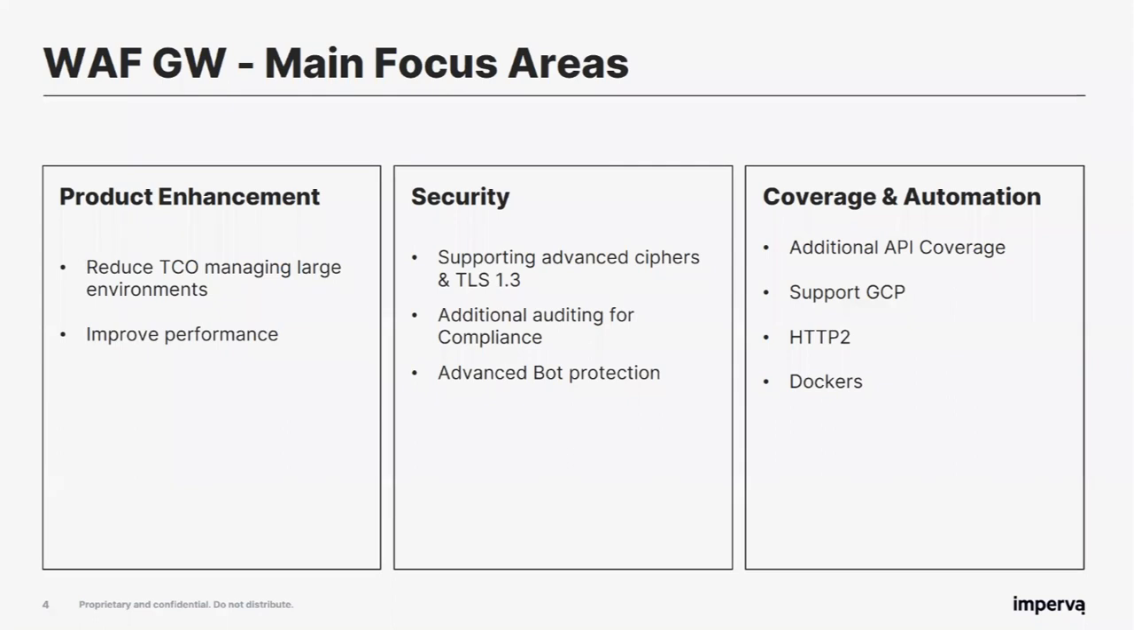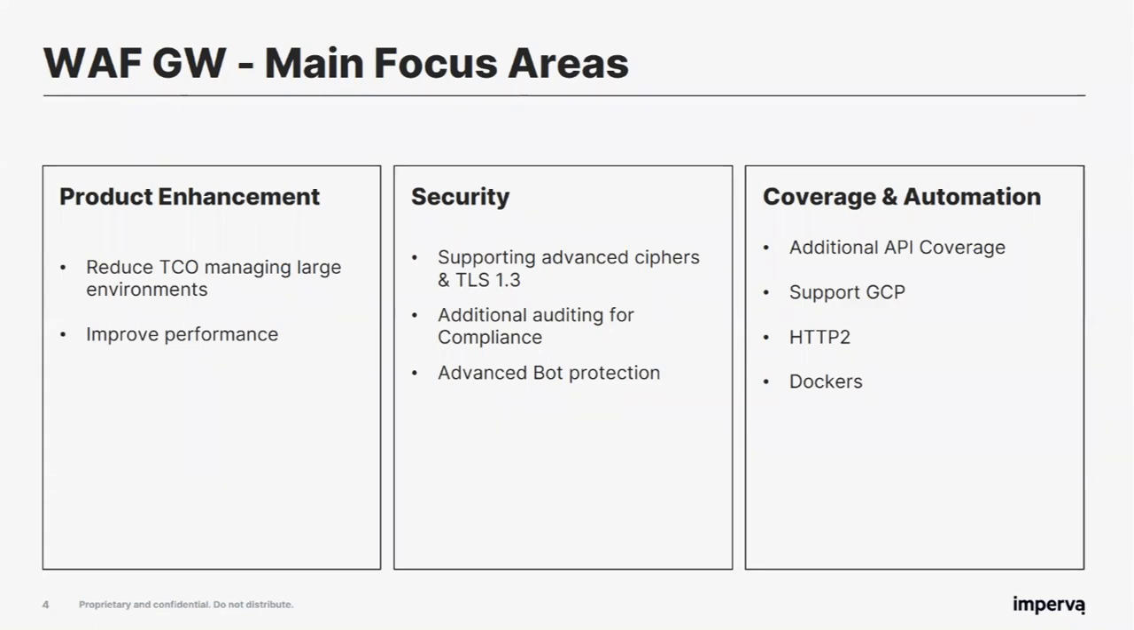Before we get started and go over the list of features, I wanted to share with you some insights about what we focus on when we build our roadmap. First are, of course, the product enhancements. These are enhancements that are important for us to put into the product, based on what we hear from you, our customers. Today, you'll see that we're focusing on reducing the total cost of ownership and improving the performance.